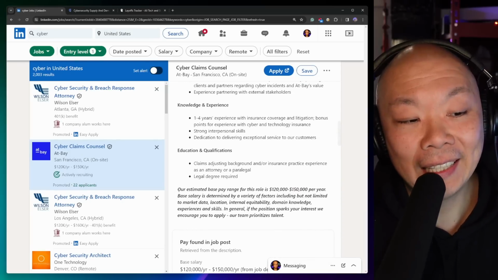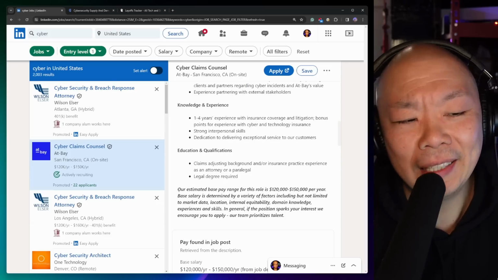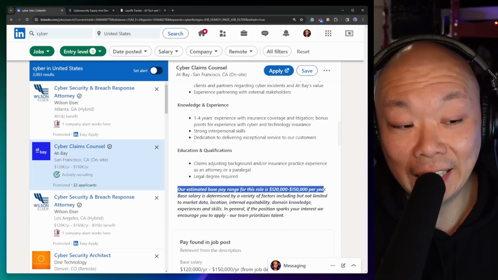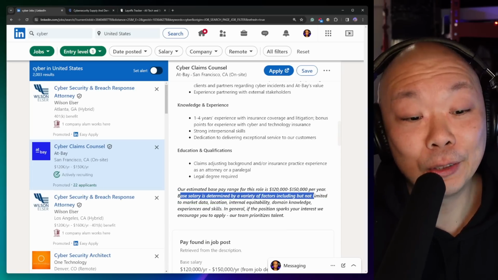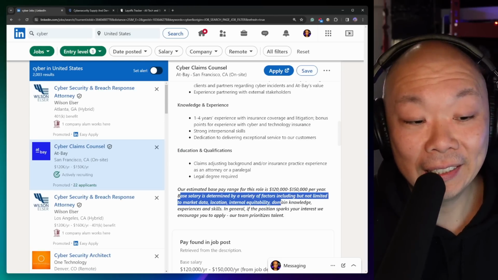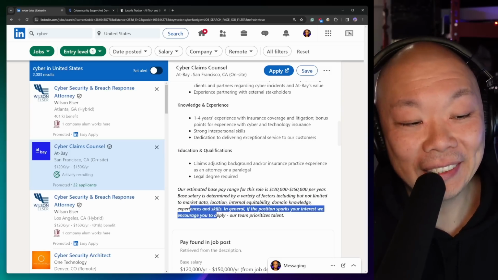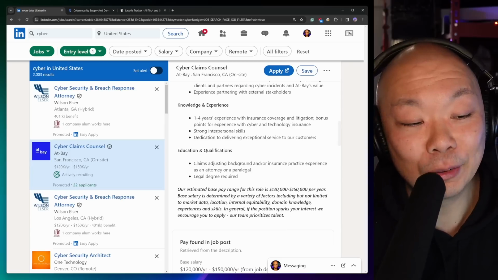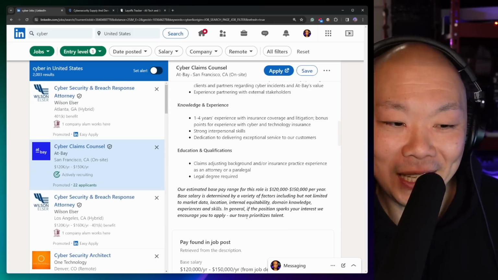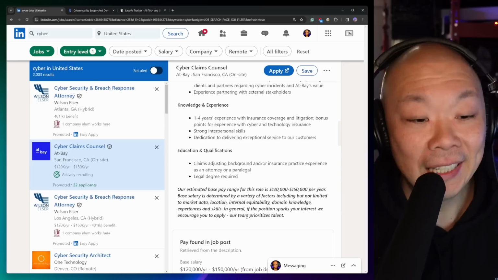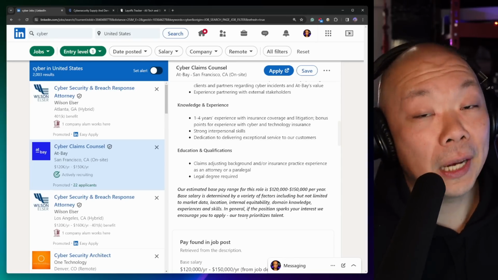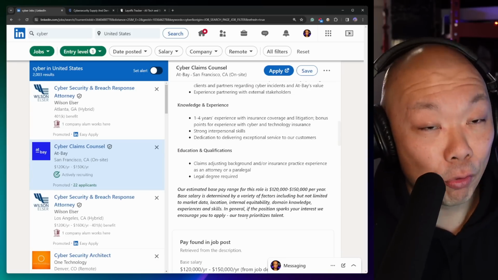So this is the part where I'm saying, sometimes they'll just tell you straight out, but they're going to be estimating. So our estimated base pay range for this role is between $120,000 to $150,000 a year. Base salary is determined by a variety of factors, including but not limited to market data, location, internal equity, domain knowledge, experience, and skills. In general, if the position sparks your interest, we encourage you to apply. Our team prioritizes talent. So in short, what that actually means to me is that by the time you sit through all these interviews and you're thinking you're going to be making between $100,000 and $150,000, I'm pretty sure you're going to be making it on the lower end of that range, unless they really, really like you.